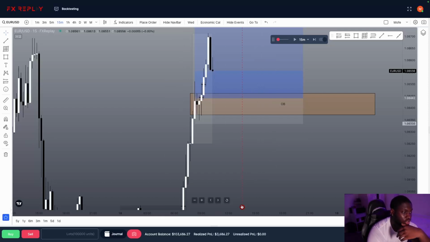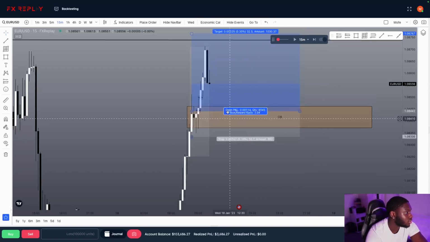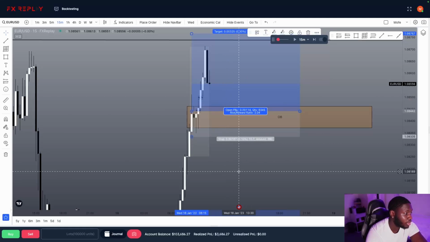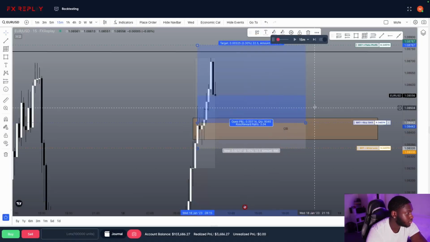There is no reason why we don't take this trade other than maybe news. What news is this? Retail sales, whatever. It's not really important, but do be wary of it. If price hasn't pushed into your entry by then, you don't want to be in this trade. I'm going to place it and let's see what happens.